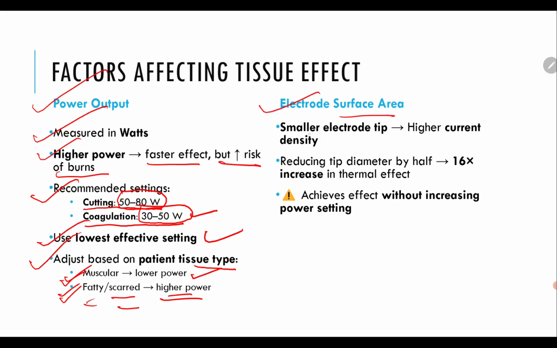The electrode surface area: the smaller the electrode tip, the higher the current density. Reducing the tip diameter by half will increase the thermal effect, achieving the effect without increasing the power.